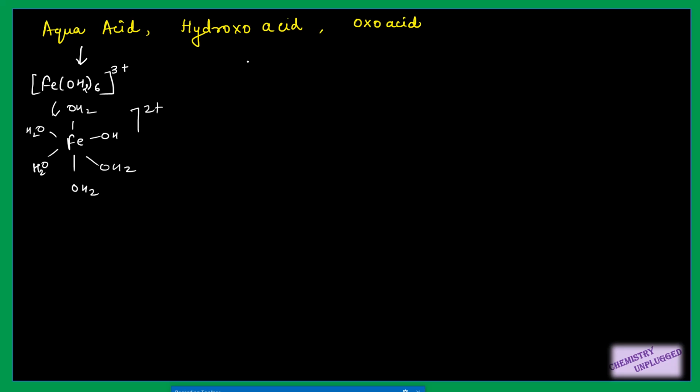Hydroxo acid means you have only OH groups attached. There will be no neighboring oxo group. An oxo group is a double-bonded O. If you don't have any oxo group present in your acid, it will be called a hydroxo acid.